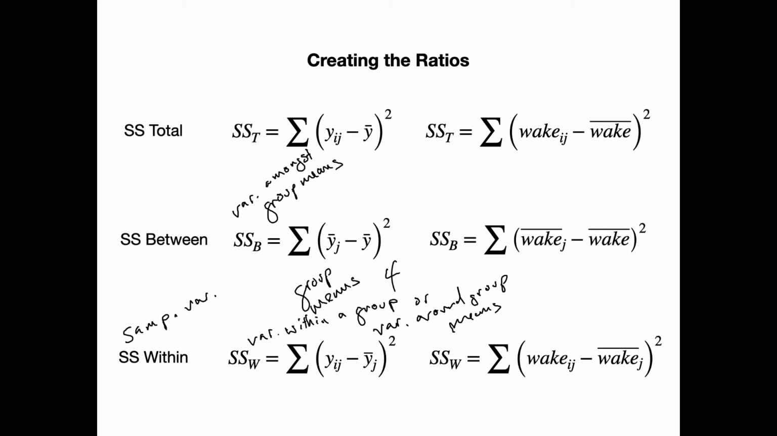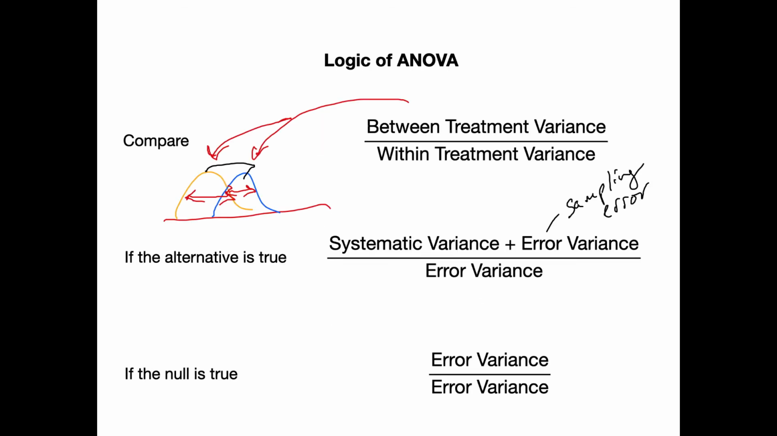Whereas this one, the variability amongst the group means, is systematic variance plus sampling variability. So individual differences affect this variability, the sampling variability, but also systematic differences, because now we're comparing group means, people who got CBT versus people who got medication. So let me go back to this slide, where we're going to make this ratio and create an F value.